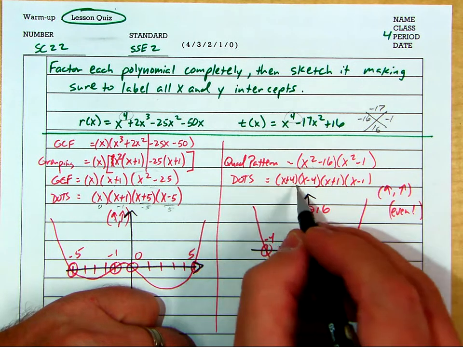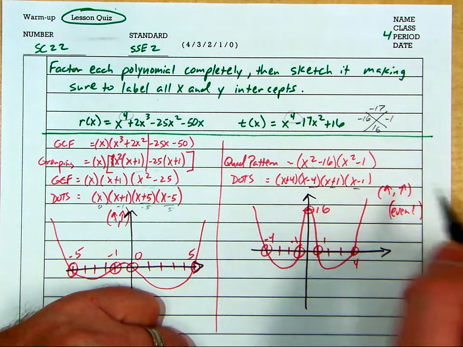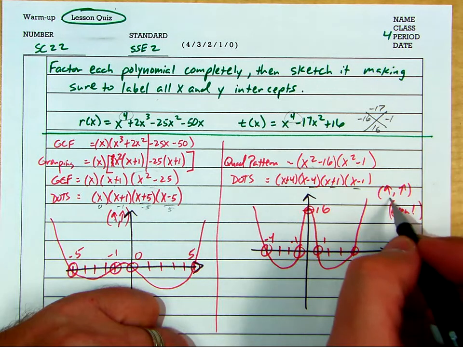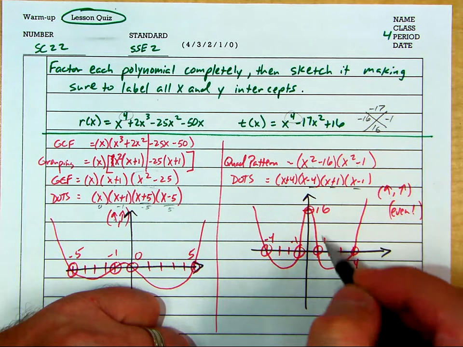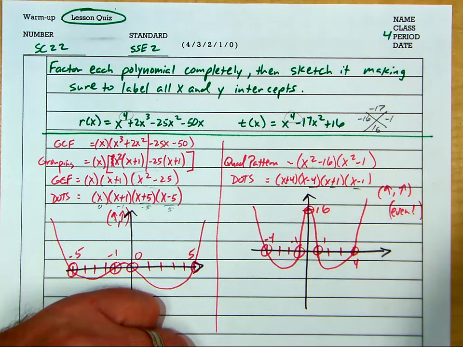Both of those are difference of 2 squares, so it gives me these 4 distinct roots and behavior like that from that term. It's an even function and goes through and drawn like that. That's it.